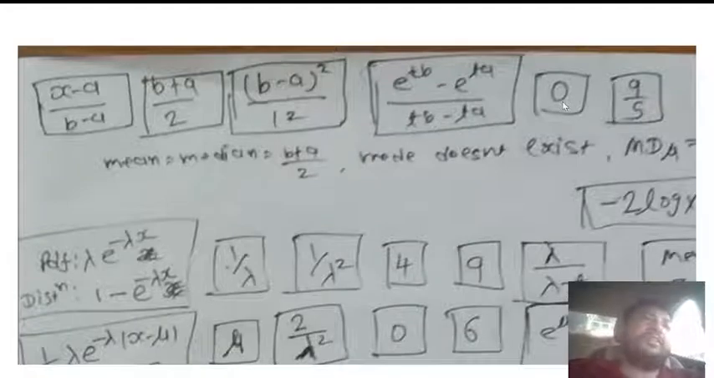0 is the skewness of the rectangular distribution function, and 9 by 5 is the kurtosis. This is beta 1 and this is beta 2. If you want to find not beta 2 but gamma 2, the kurtosis, then just subtract 3 from 9 upon 5. Still it will remain platykurtic, right? So the rectangular distribution is symmetric. Why? Its beta 1 or gamma 1 is 0.